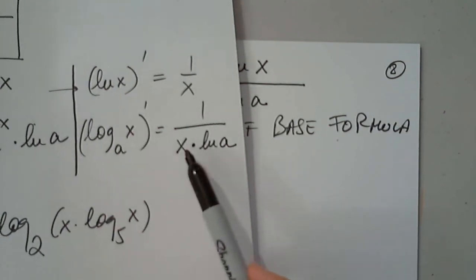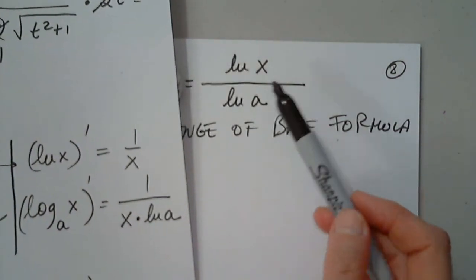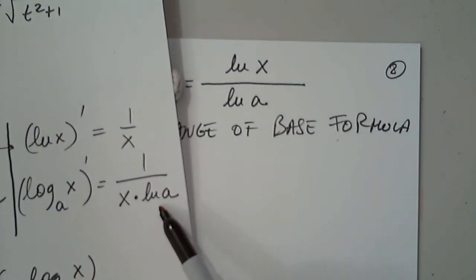So this is kind of a little lie if you want. We're not really differentiating this. We're differentiating this by the change of base formula. And that's how we get the natural log a in the denominator.